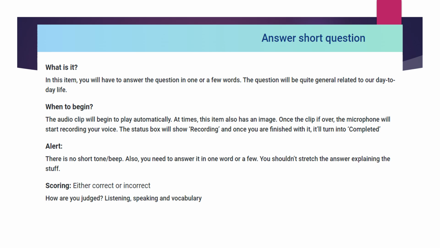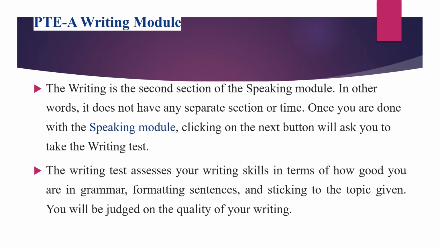And you will be judged related to listening, speaking, and vocabulary. For the PTE Academic Writing Module, the writing is the second section of the speaking module. In other words, it does not have any separate section or time. Once you are done with the speaking module, clicking on the next button will ask you to take the writing test. The writing test assesses your writing skills in terms of how good you are in grammar, formatting sentences, and sticking to the given topic. You will be judged on the quality of your handwriting.